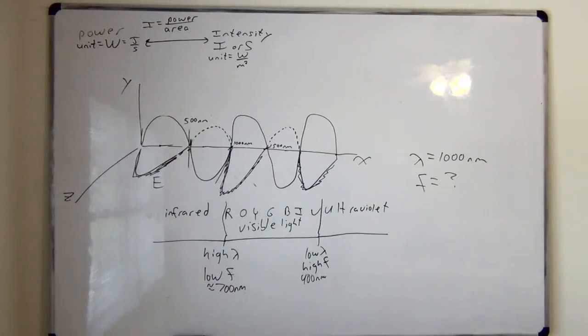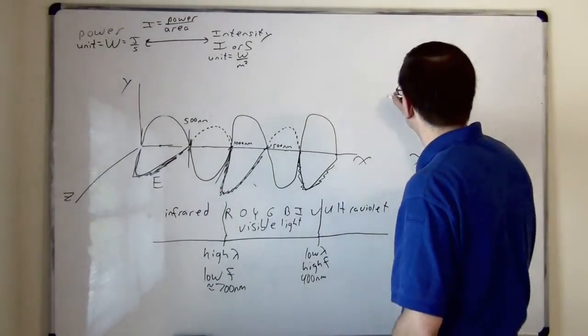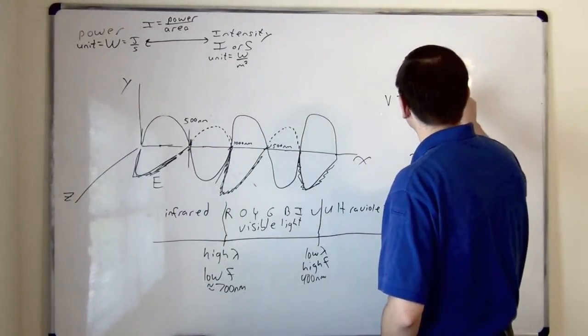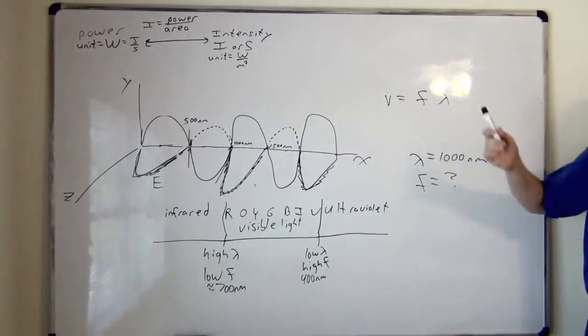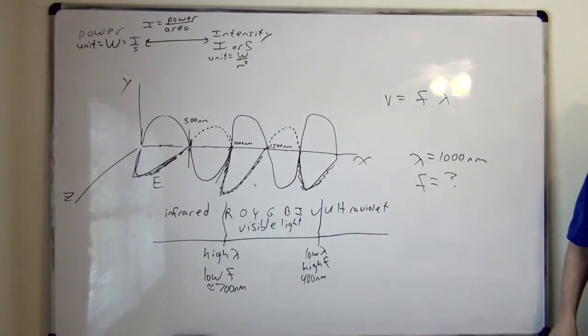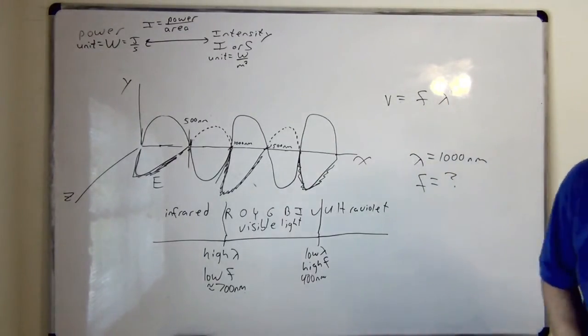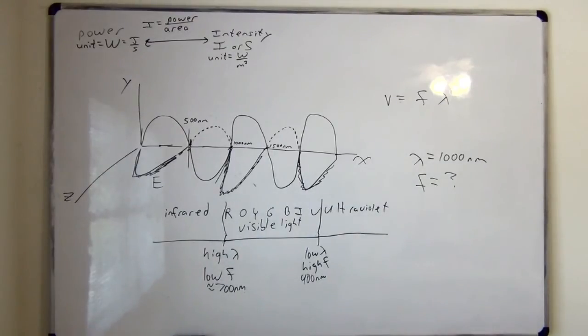Oh my gosh, I don't know if this is the right formula? I'm forgetting everything. Turns out that this is the formula. You can just put that on your cheat sheet. Okay. This is so sad. Oh yeah, okay, V equals F times lambda.